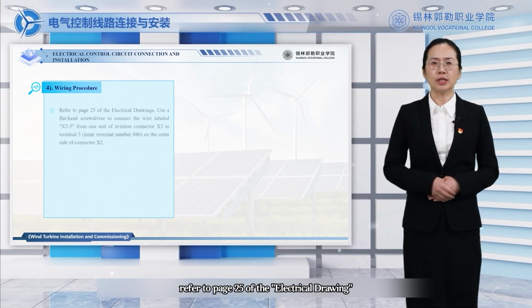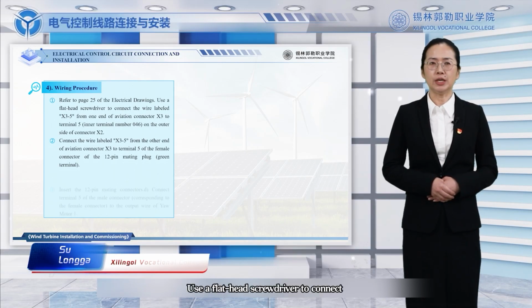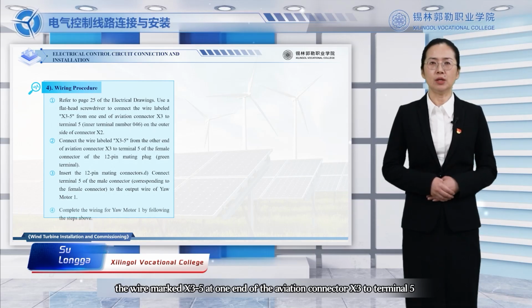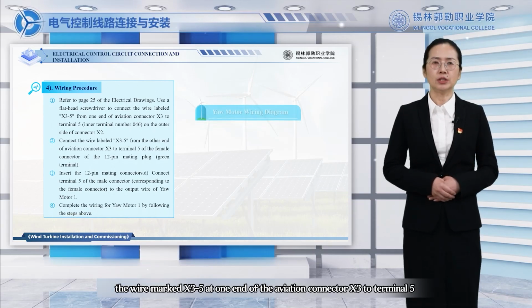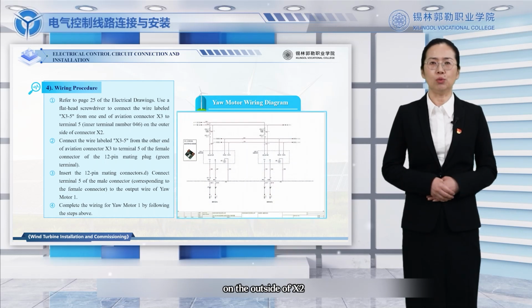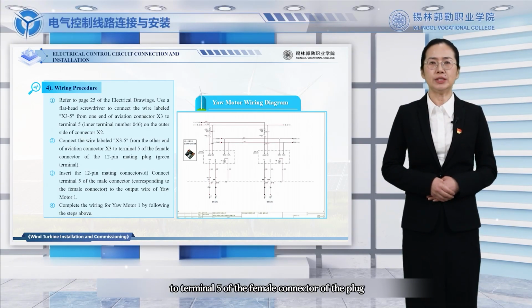The fourth is wiring. Specifically, refer to page 25 of the electrical drawing. As shown in the figure, use a flathead screwdriver to connect the wire marked X3-5 at one end of the aviation connector X3 to terminal 5 on the outside of X2. Connect the other end of the aviation connector X3, marked with the X3-5 wire number, to terminal 5 of the female connector of the plug.